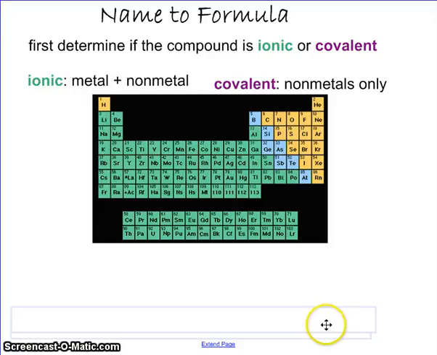If you look at the periodic table, the greenish ones are all the metals found on the periodic table. The yellowish ones are all the nonmetals found on the periodic table. These blue ones that separate them are called metalloids. They have properties of both metals and nonmetals. For the most part, they covalently bond, but we won't focus on them too much.